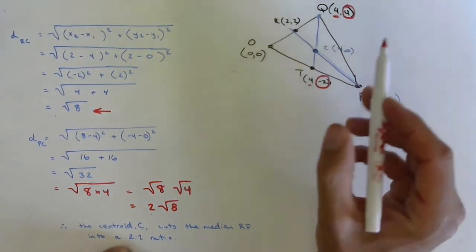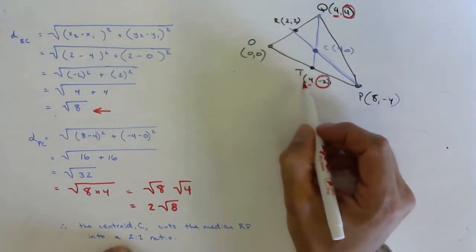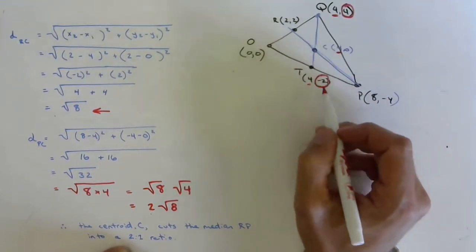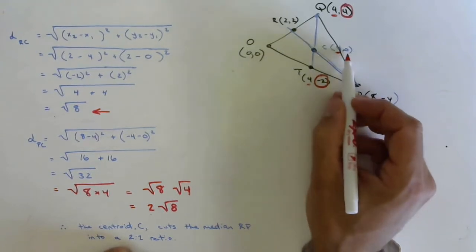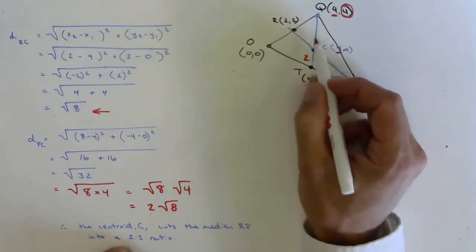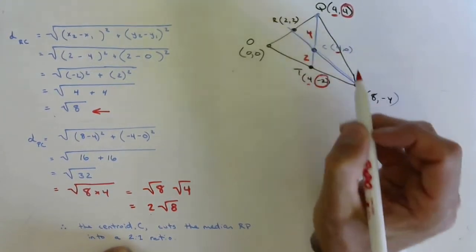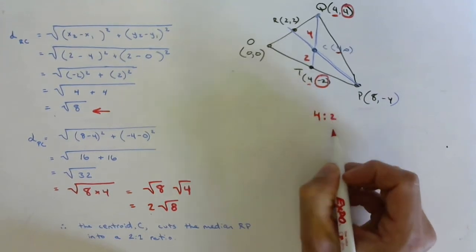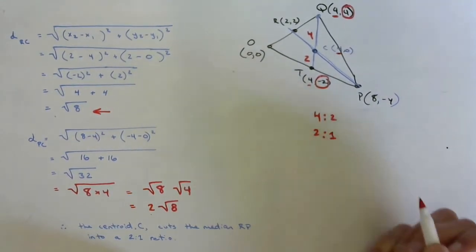Okay. Well, look at this. To get from T to C, the x coordinate again is the same because it's on that line. The y coordinate goes from -2 to 2. So this is 2 units long, and then this one, C to Q, is 4 units long. Is that a 2-to-1 ratio? Yeah. Sure is. 4 to 2 reduces to 2 to 1.